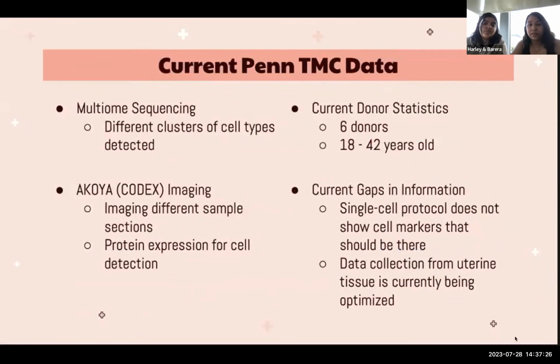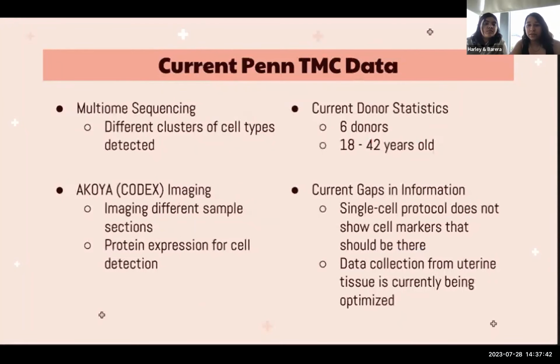So far, we do have some data already. With multi-omic sequencing, we've been able to detect clusters of different cell types. And with the Akoya or CODEX imaging, we've been able to look at the samples and see the protein expression and spatial relationships between those.